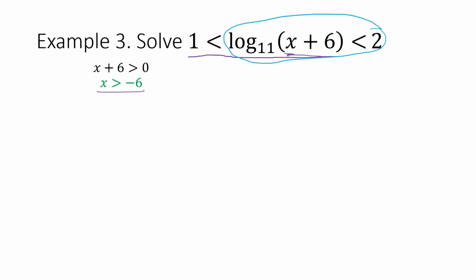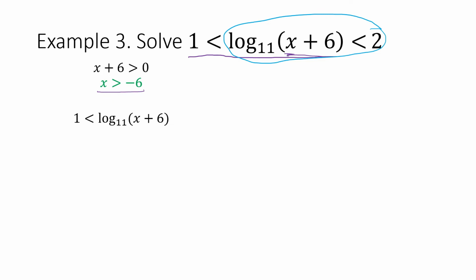Okay, going back to the first inequality, which is 1 is less than logarithm of the binomial x plus 6 to the base 11. In order for us to solve this inequality, we will not simply transpose +1 to the other side. We will not be able to solve for the value of x because this is a logarithm.